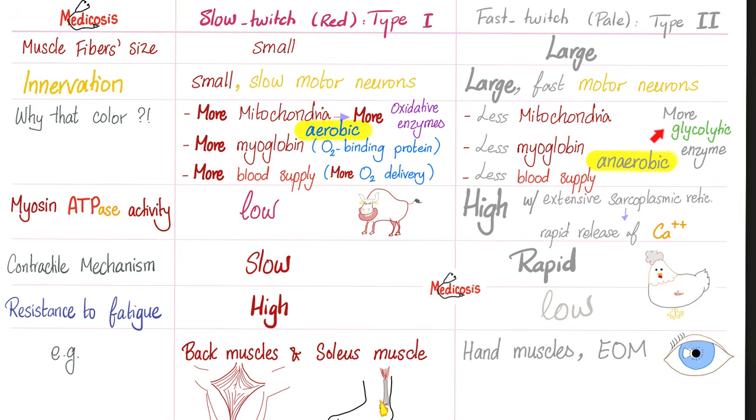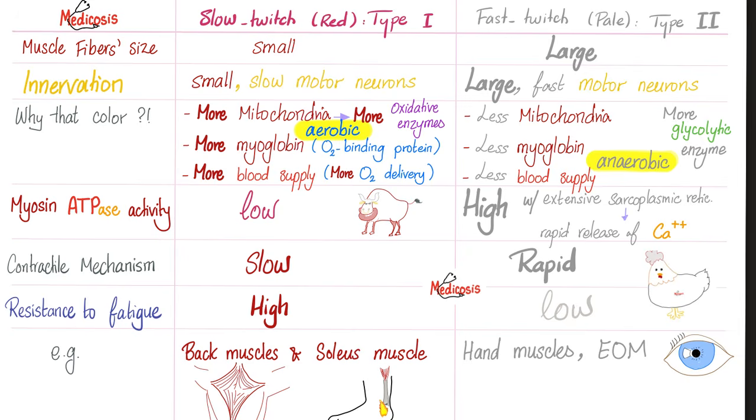Do they have Krebs or TCA cycle? No. Do they have an electron transport chain with oxidative phosphorylation? Also no. That's why the keyword here is glycolytic, not oxidative, and this is anaerobic, not aerobic. The myosin ATPase activity is low in type 1, high in type 2, with extensive sarcoplasmic reticulum leading to rapid release of calcium, and that's why these are fast twitch, but they get tired easily. Slow twitch: resistance to fatigue is high, but the fast twitch fibers will get tired easily.